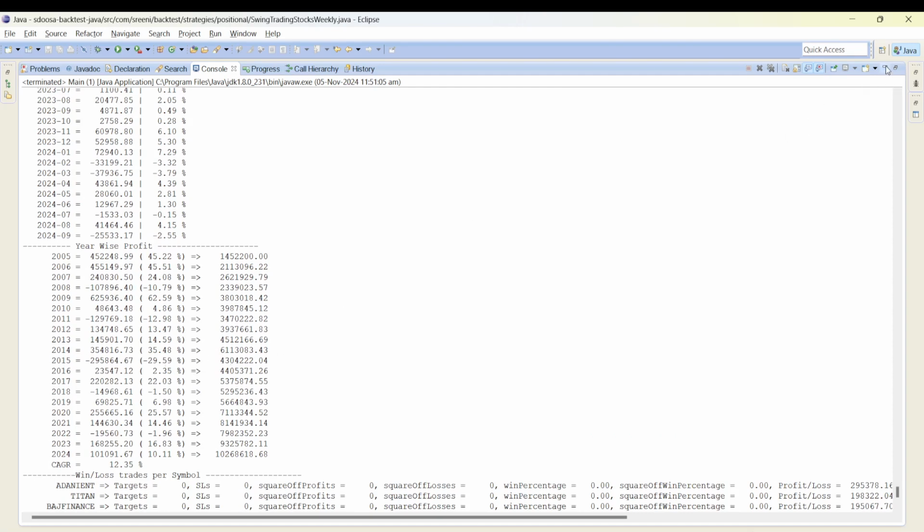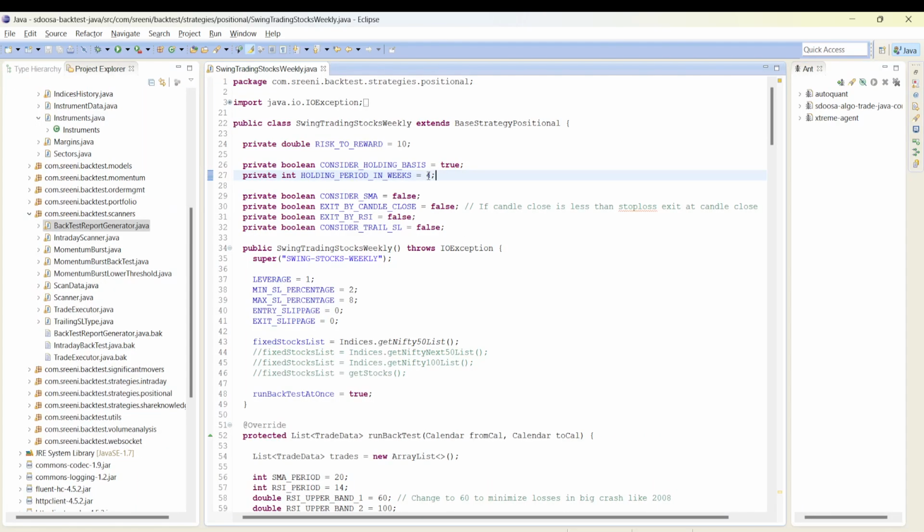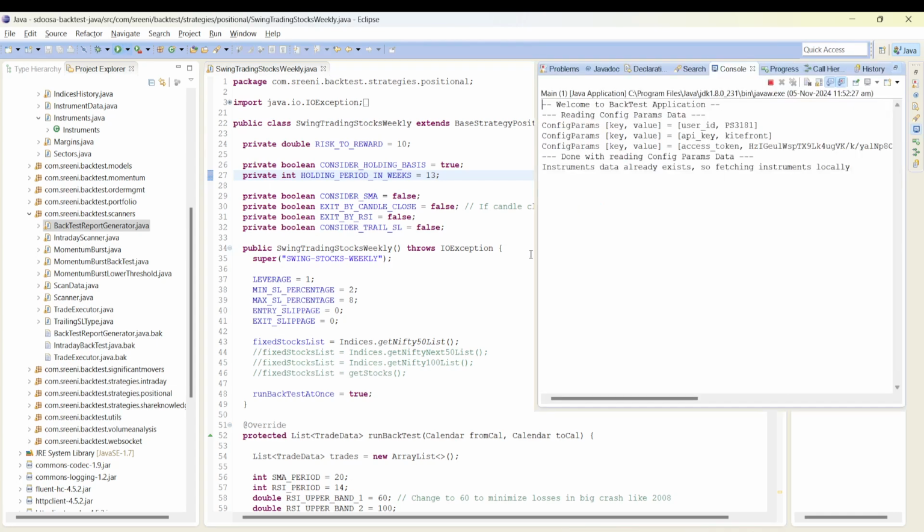That's fine. Let's backtest based on a 3 month period. So I'm assuming 13 weeks, so that is 90 days. You can keep it as 90 days, doesn't matter. Let's backtest this.